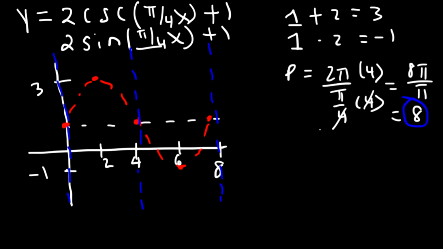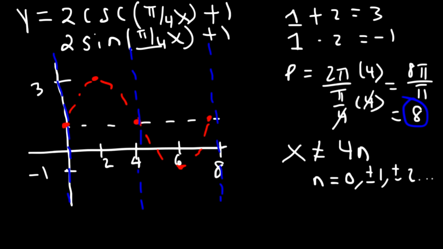So therefore we can find the domain. X could be anything except these numbers. So it can't be 4n, since it goes by 4. And we need to define what n is, where n is 0, plus or minus 1, plus or minus 2, and so forth. So you can represent the domain in that sense. So x can't be 4, negative 4, 8, 16, and so forth. That's the location of the vertical asymptote.